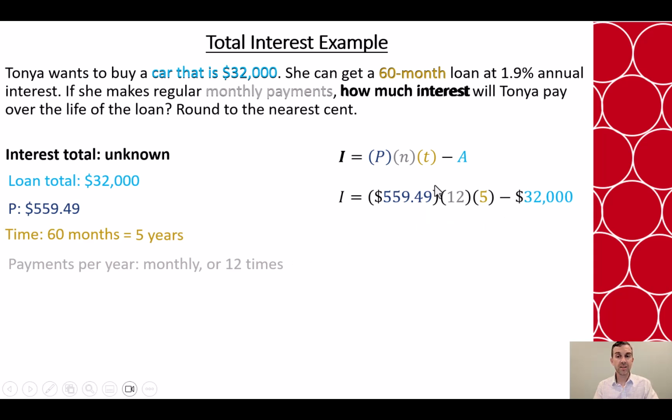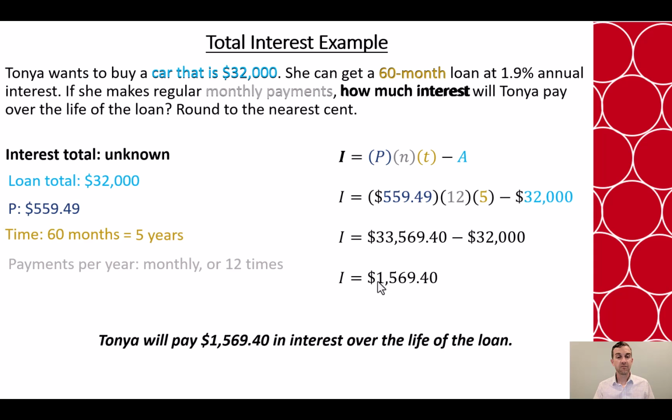We multiply these three values together, and then we're going to subtract them. And you'll see that the interest that Tanya pays on this $32,000 car is $1,569.40 over the life of the loan. So if you think about it, though, she borrowed $32,000 and she's only having to pay $1,500 about to keep this car. And that's why she's able to make larger purchases with paying a little bit back to the bank that allowed her to purchase it.